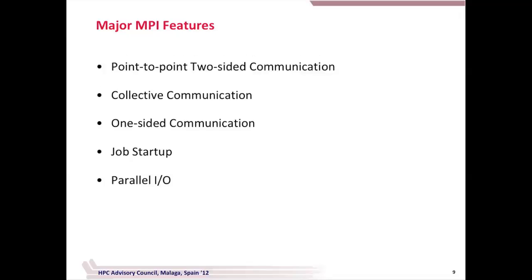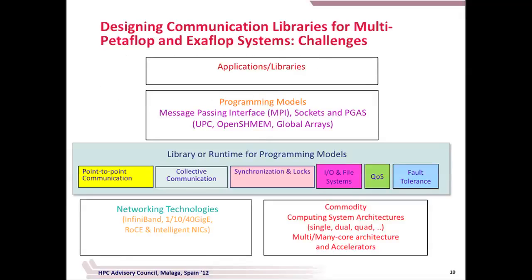Or if you want to do all-to-all, that means every process has some data and you are trying to exchange the data, or do reduce, all-reduce. Like this, a lot of operations are there which are called collective. Also, you need to do some kind of job startup. When you are trying to initiate the job, it has to go to all the processes before it gets started, and also there is parallel I/O. All these are the major features we see in MPI.